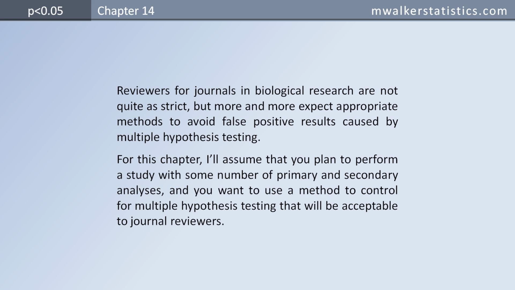For this chapter, I'll assume that you plan to perform a study with some number of primary and secondary analyses, and you want to use a method to control for multiple hypothesis testing that will be acceptable to journal reviewers.